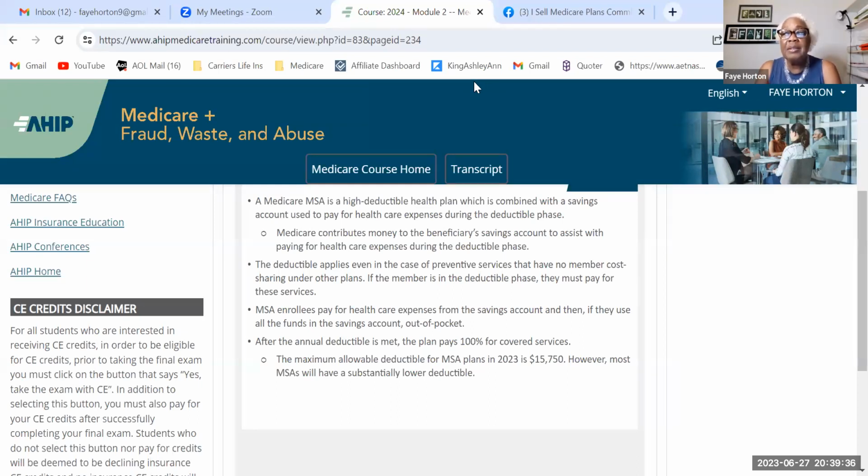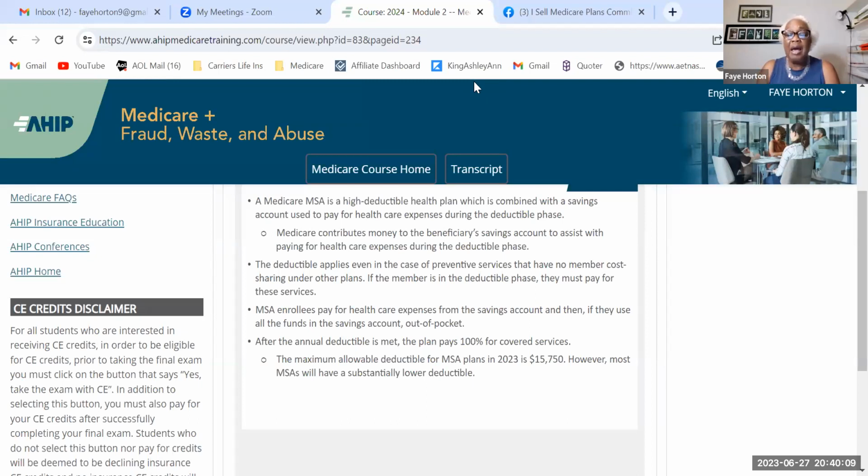Let me go back to the statement before because I think I said something wrong. Medicare savings account enrollees pay for healthcare expenses from their savings account, and then if they use all the funds in the savings account, they pay out of pocket for the deductible. Because then, after the annual deductible is met, the plan pays 100% for covered services.